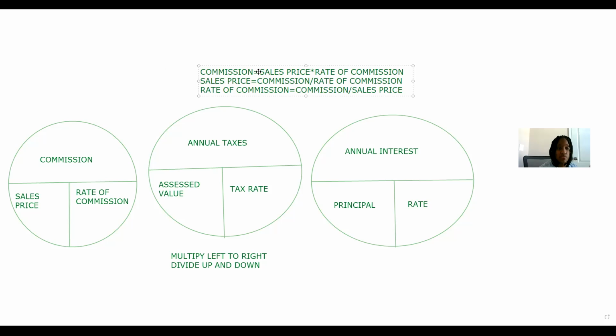Okay, and then you do the same for annual taxes. Annual taxes equals the assessed value times the tax rate. The assessed value equals the annual taxes divided by the tax rate. And then the tax rate is equal to the annual taxes divided by the assessed value. And also for annual interest, it equals the principal amount times the rate. The principal amount equals the annual interest divided by the rate. And the rate equals the annual interest divided by the principal amount.